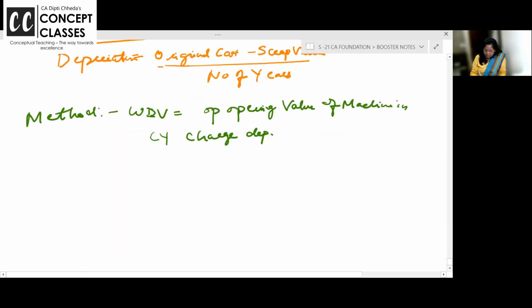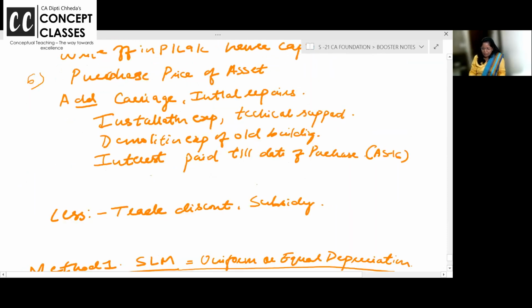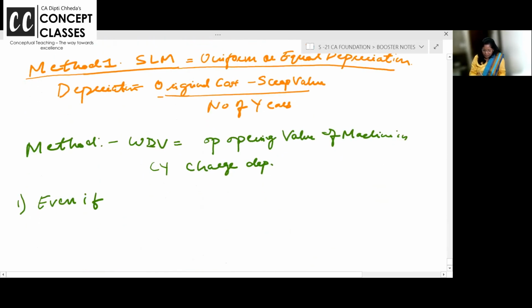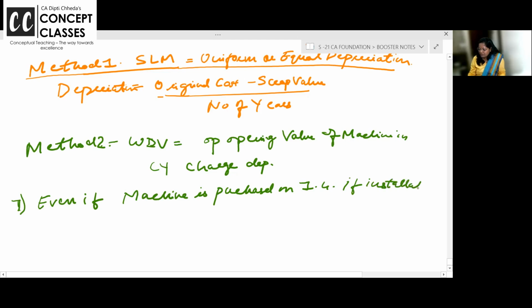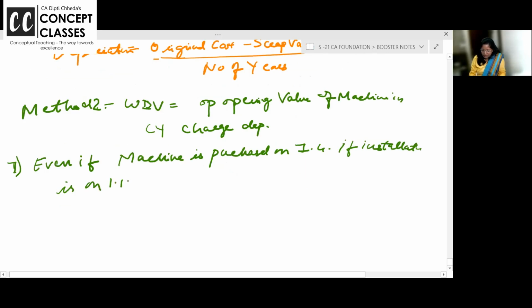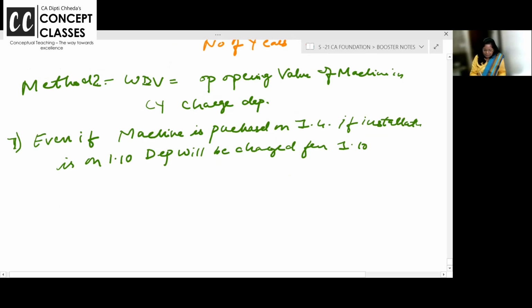Okay? And now write down, you can continue the note. You have written points above, the 6th point is written, so you can continue writing this as the 7th point. Even if the machine is purchased on 1st of April, if installation is on 1st October, depreciation will be charged from 1st October. Is it clear? You may purchase the machine, but installation, initial repair, everything has to be capitalized. Depreciation will be charged from 1st October.